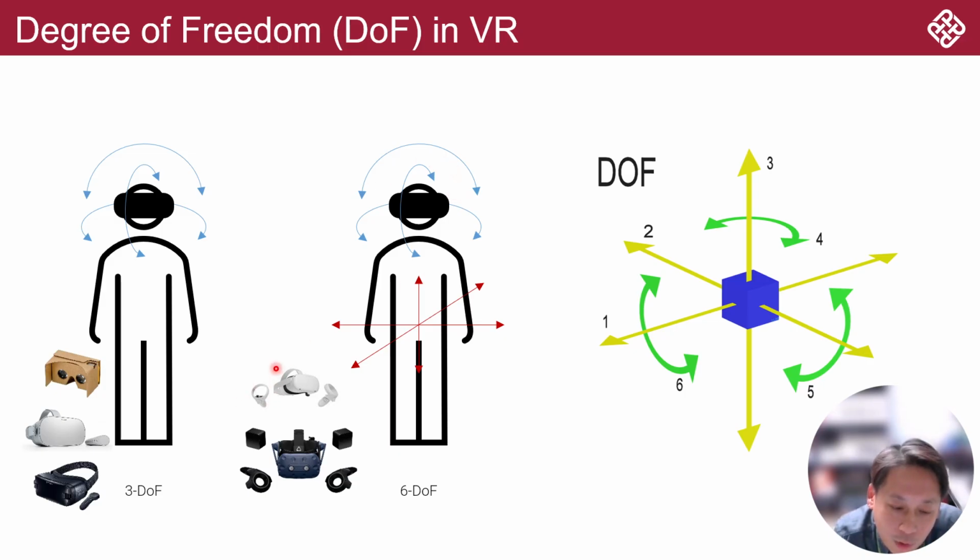So could I ask a question? Here we have one head and then two hands. Why not 9DOF? We have one head and then two hands, right? So 3 plus 3 plus 3, why not 9DOF?